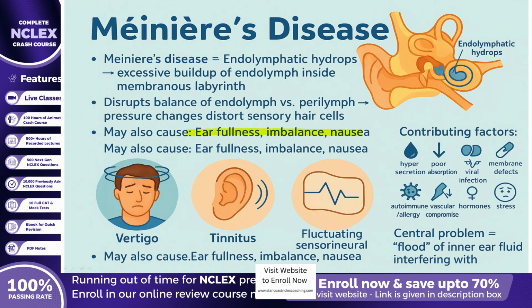Although the precise cause is still unknown, possible contributing factors include hypersecretion of endolymph, hypoabsorption from poor drainage, defects in membrane permeability, viral infections, autoimmune reactions, allergies, vascular compromise, hormonal fluctuations, and even psychosocial stress. In all cases, the unifying problem remains excessive inner ear fluid interfering with auditory and vestibular function.